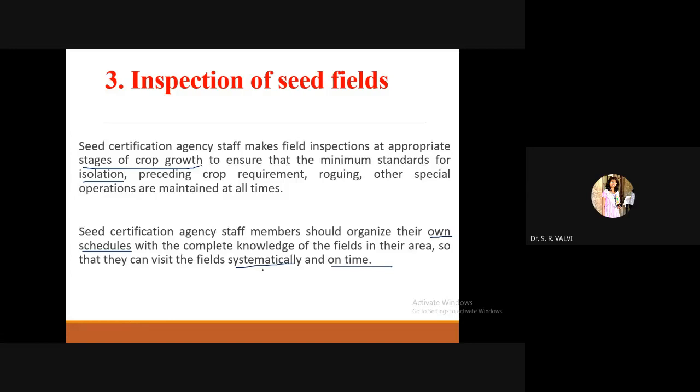It should not happen that the seedling growth is there and you have to make that particular visit, but you reach the field at the flowering stage. That should not happen. It means at a particular crop growth stage you have to ensure the crop growth stage, and then according to that you have to make your own schedules.